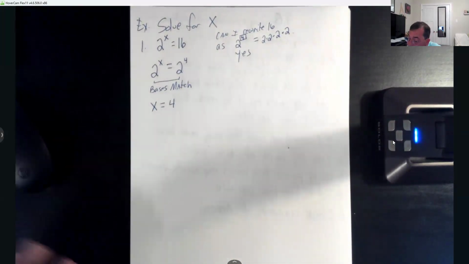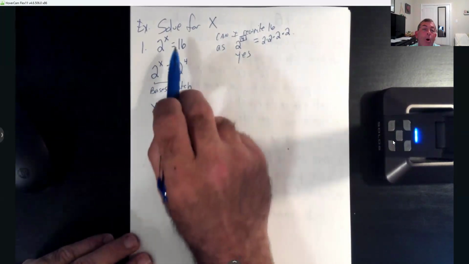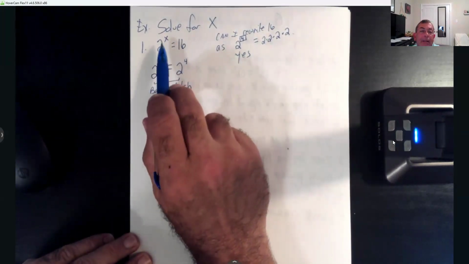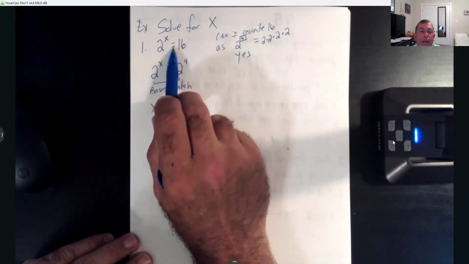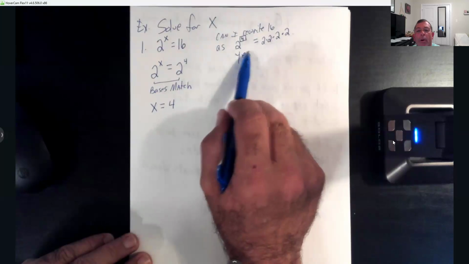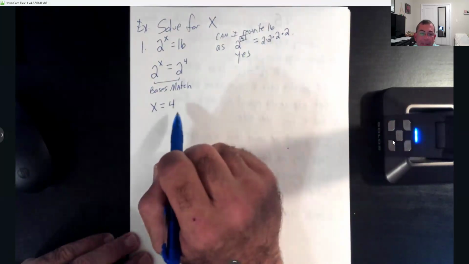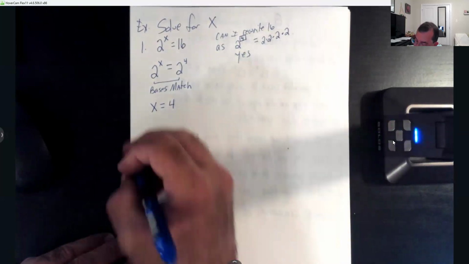Now, if y'all wanted to check that, you would take this 4 and put it in for that x. 2 to the 4th equals 16. Well, y'all, we proved that right here. So this answer is correct.